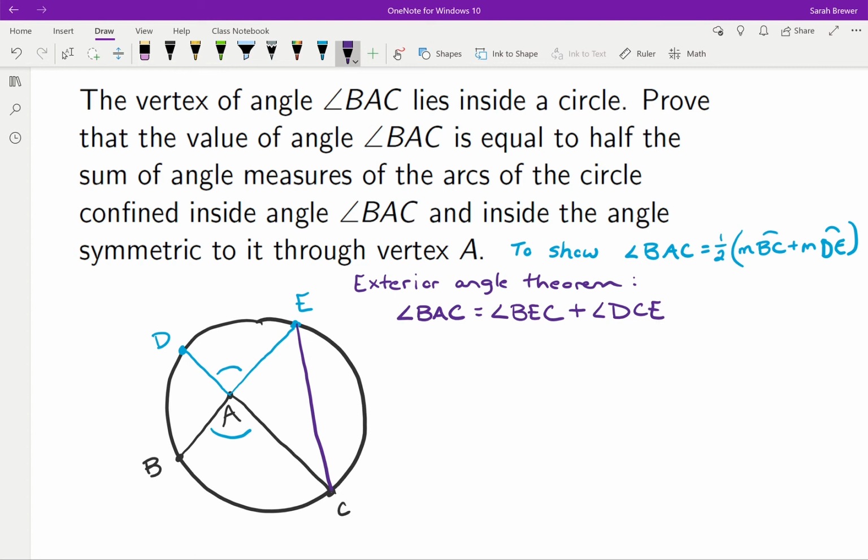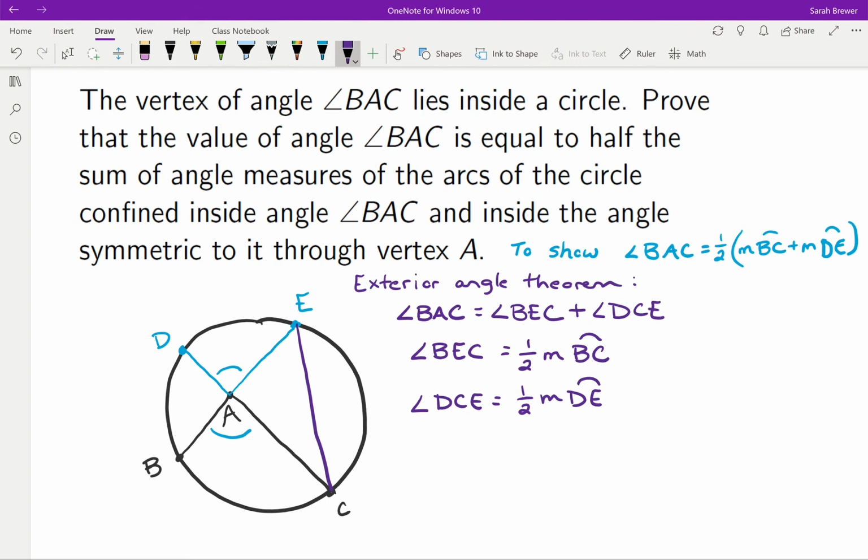Okay, and the reason I wanted to name those angles that particular way is because both angle BEC and angle DCE are inscribed angles, right? And we know that the measure of an inscribed angle is half the measure of its intercepted arc. So I know that angle BEC is equal to half the measure of arc BC, and I know that angle DCE is equal to half the measure of arc DE.